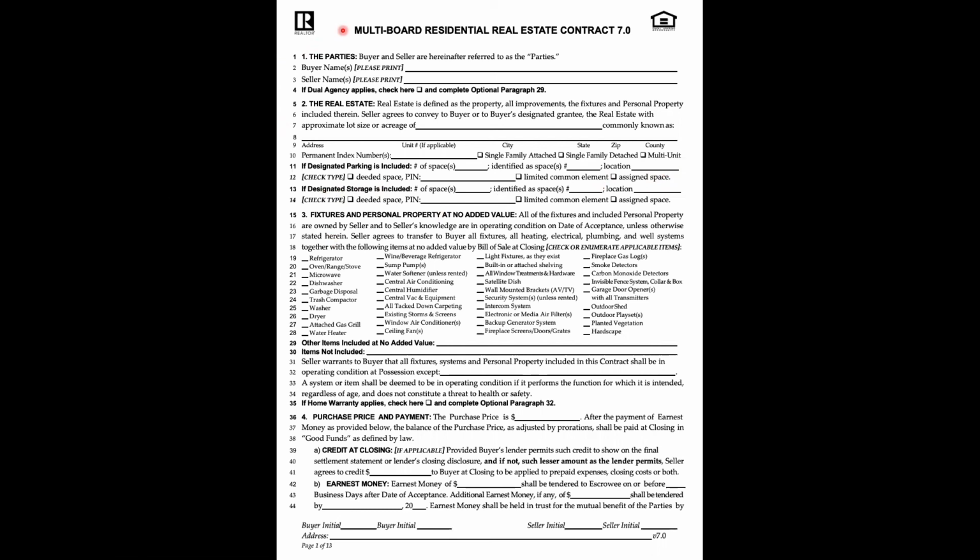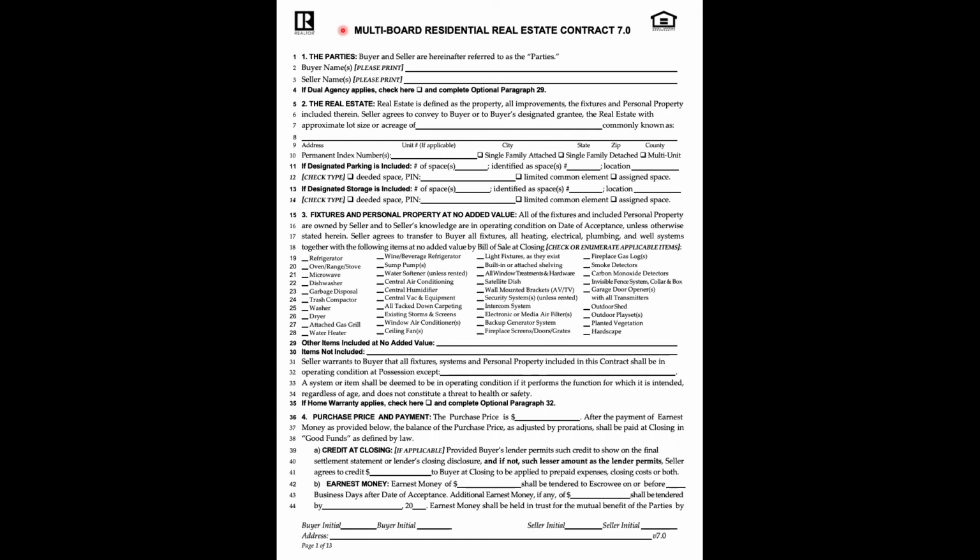Today we're going to learn about the multi-board residential real estate contract version 7.0. This is the universally accepted purchase contract for all residential real estate sales across Northeast Illinois. The 7.0 is where you, as the buyer, will be making your offer to purchase your next home. First off, let's understand its basics.